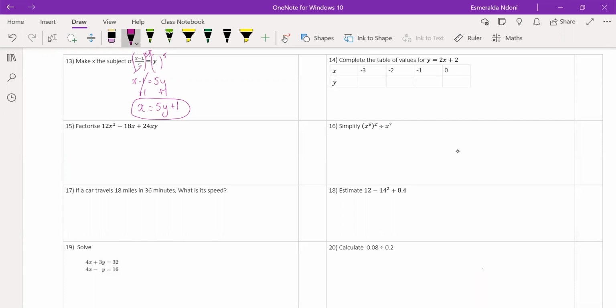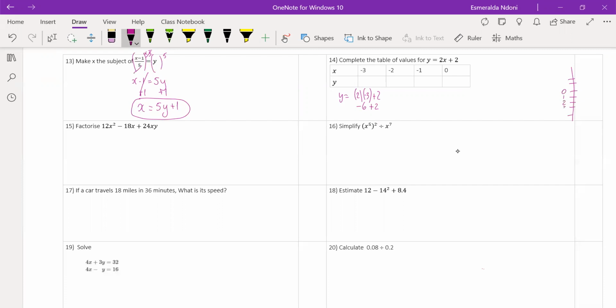Question 14. We need to find the values of y for the x given and the equation given. So we need to substitute the value of 3 given into this equation. So we have y equals 2 lots of negative 3 plus 2. So negative 6 plus 2. Always draw a number line on the side to help yourself.